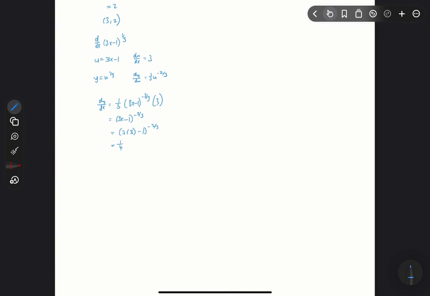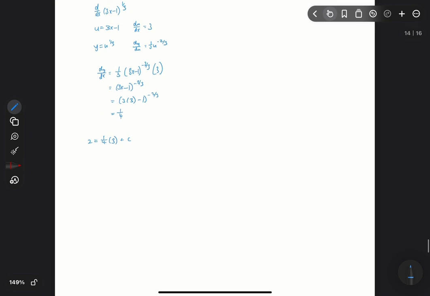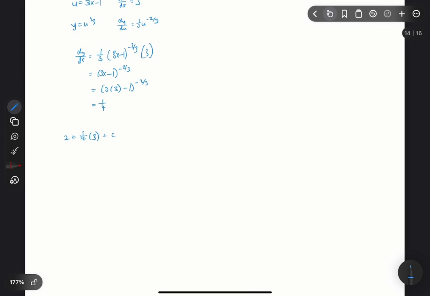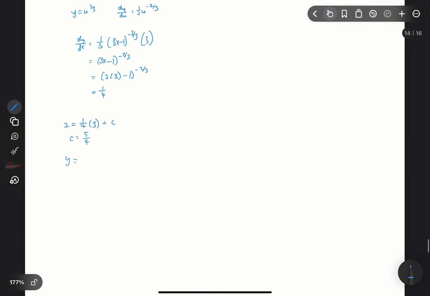And use y equals mx plus c to get the equation of the tangent. So the y is 2, gradient 1 over 4, x3 plus c. And c would be 5 over 4. So the equation is y equals 1 over 4x plus 5 over 4. And this is the equation of the tangent.